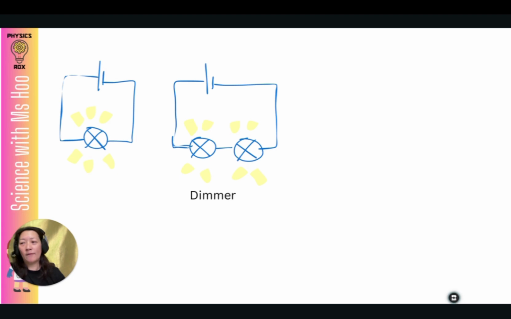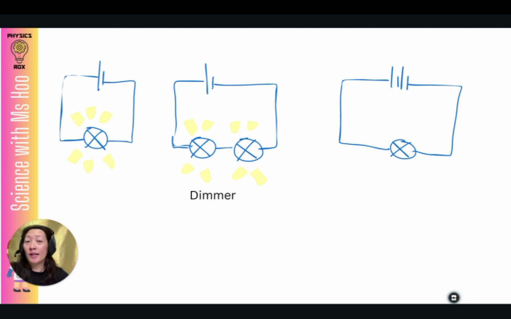Now, what if we keep only one lamp, but this time we put two cells? So think about it. If you have two cells, what happens to the amount of electrical energy that's being supplied to the lamp? More, correct? Which means that the lamp will now be brighter. Again, don't assume that the brightness is double. The calculation is more complicated than that. You just need to know that the lamp will be brighter.